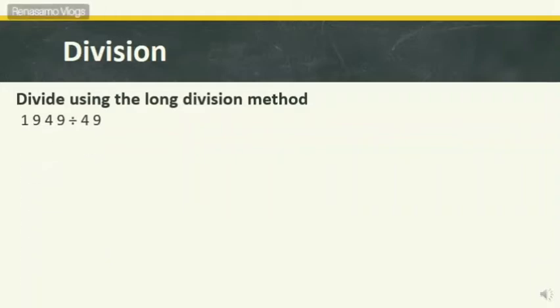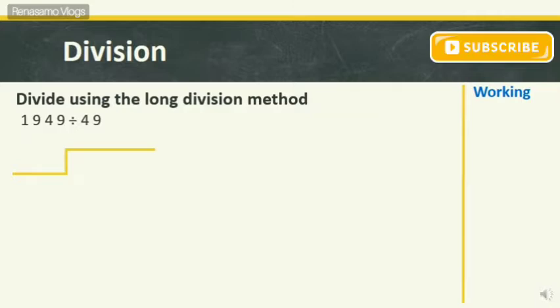1949 divided by 49. Let's make the long division sign and arrange the numbers at the right place. The dividend 1949 goes inside the long division sign and the divisor 49 comes outside. Now let's divide digit by digit.